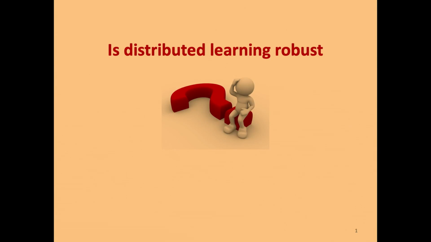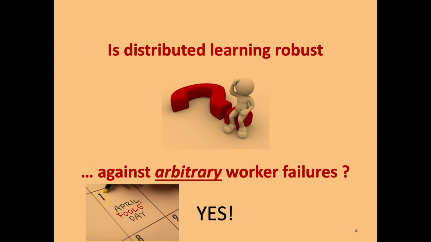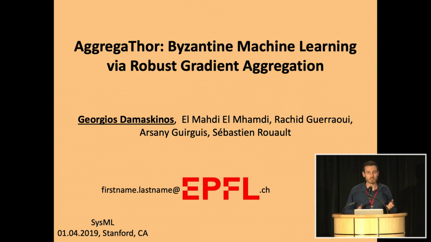Hello. So I would like to start with a question. The question is whether distributed learning nowadays is robust against arbitrary worker failures. If I say yes, some of you might think that this is too good to be true, or even worse, another bad joke given today's April Fools. But what I will try to do in the next 20 minutes is convince you that this is not a joke, and we actually take a nice step towards answering yes to this quite challenging problem.